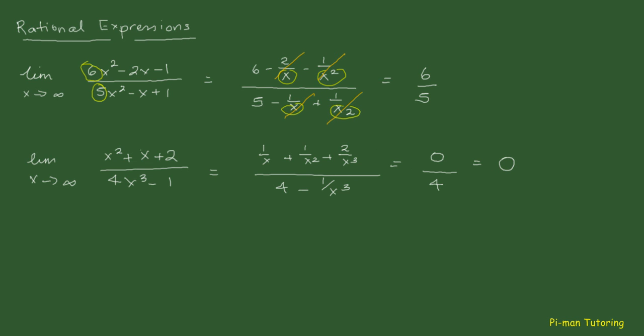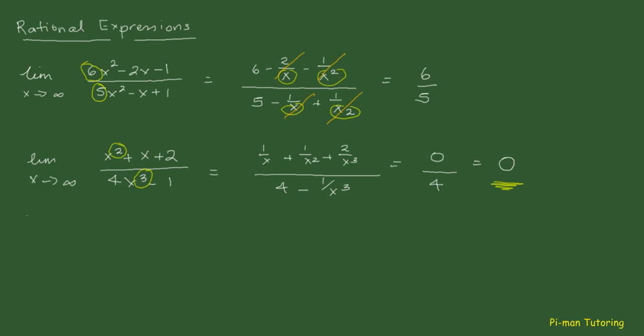And again, this is always the case when you have a lower degree numerator compared with the degree of the denominator, the horizontal asymptote will be 0. As x tends to infinity, y or f of x will tend towards 0.